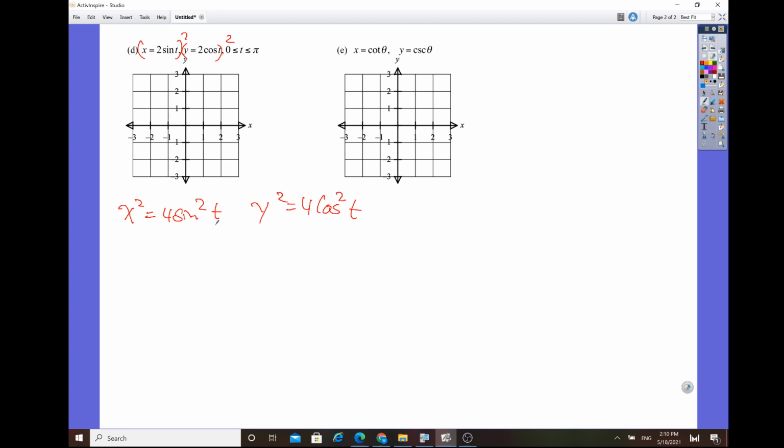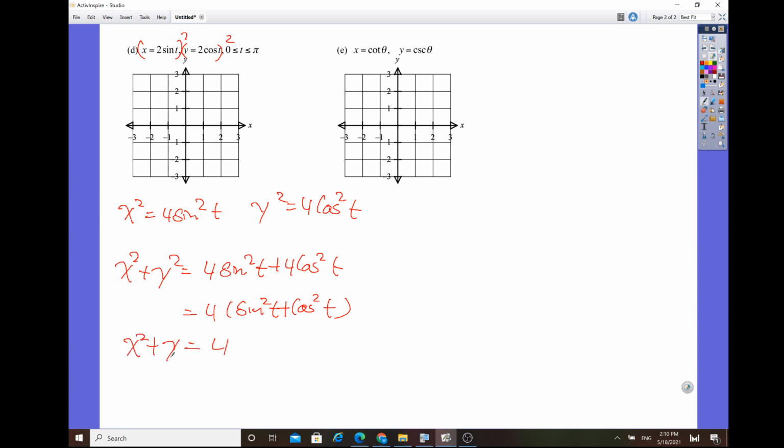And then one thing that we noticed, if we combine the equations, we do have x squared plus y squared. And on the right-hand side, combine them: 4 sine squared of t plus 4 cosine squared of t. Take out the greatest common factor, so we have sine squared of t plus cosine squared of t. According to the identity, which is 1, x squared plus y squared equals 4.